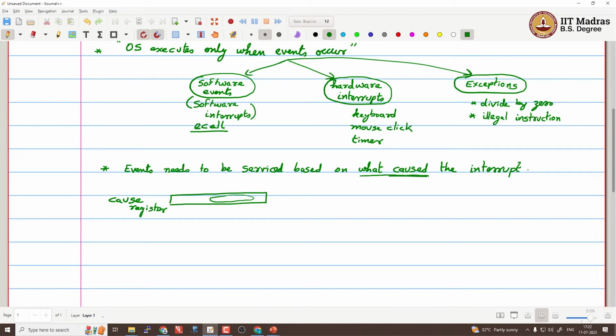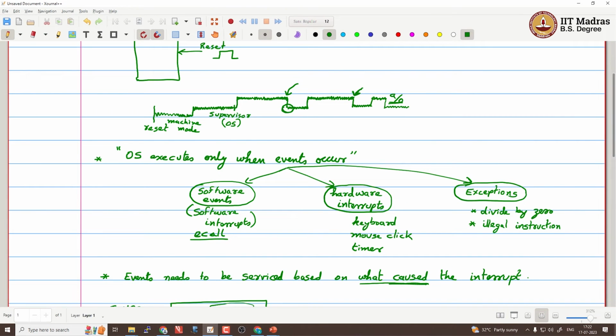So how does this help? When the event occurs and there is a switch from the user mode to the supervisor mode, the OS would read the cause register and identify the cause of the interrupt, or of the event, and take appropriate actions, like for instance invoking the right function, the right device driver, or the right system call accordingly.